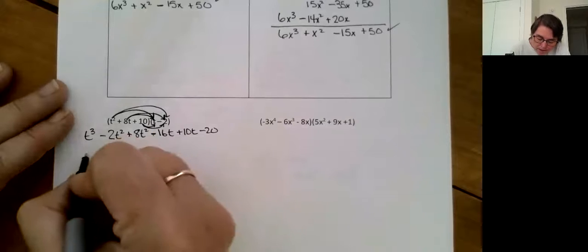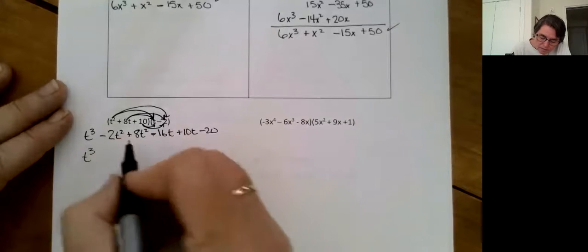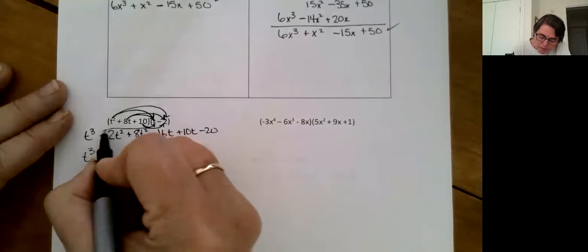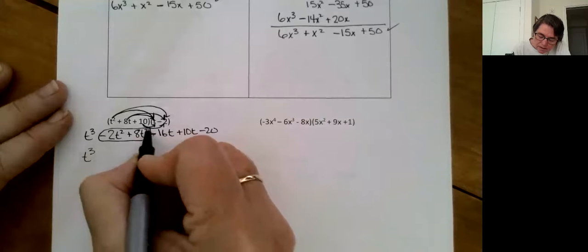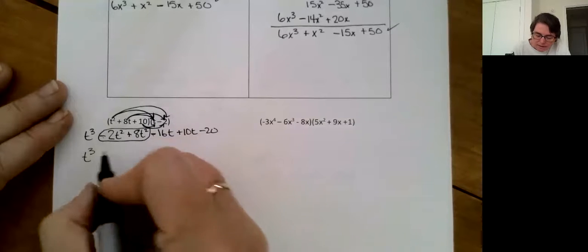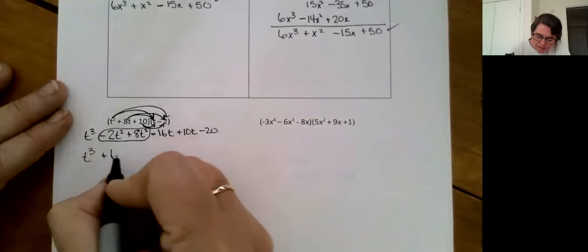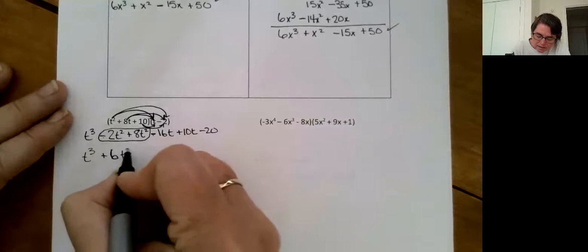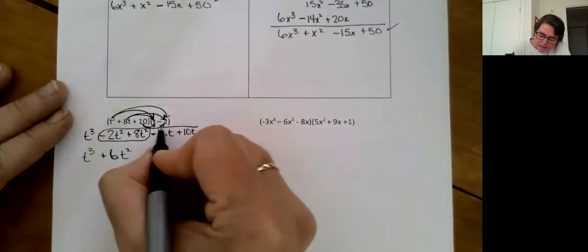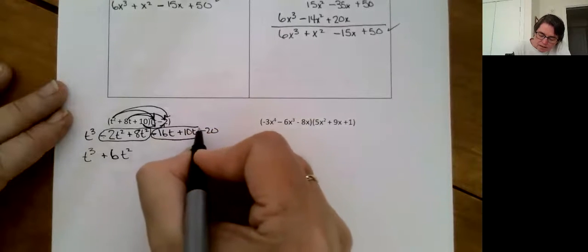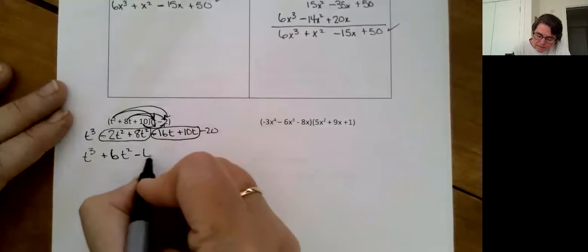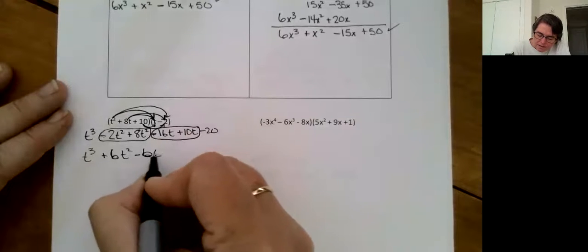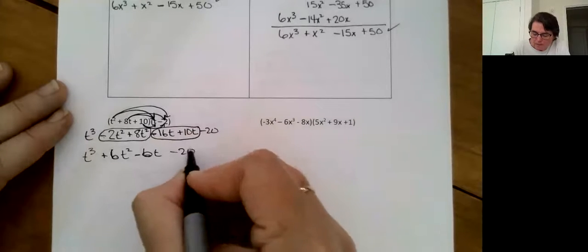And for me, t cubed. Well, this one worked out a little bit nicer because the like terms are right beside each other. Negative 2 plus 8 is plus 6, whoopsies, 6t squared. And then these two are right beside each other, minus 6t minus 20.